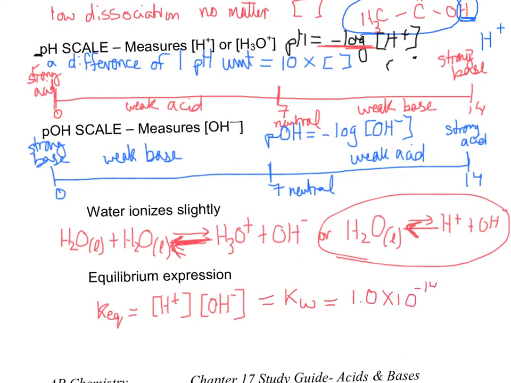the negative 14, which means that each of the H plus and the OH minus are equal, and each of them have to be 1.0 times 10 to the negative 7th molar. And so if you take negative log of that, that's going to give you 7. So that's why the pH and the pOH of water are both 7.